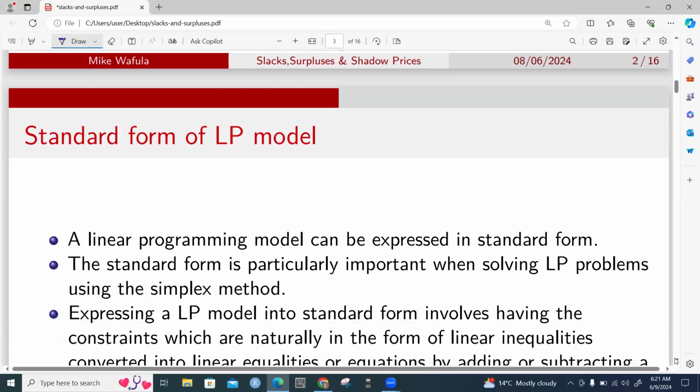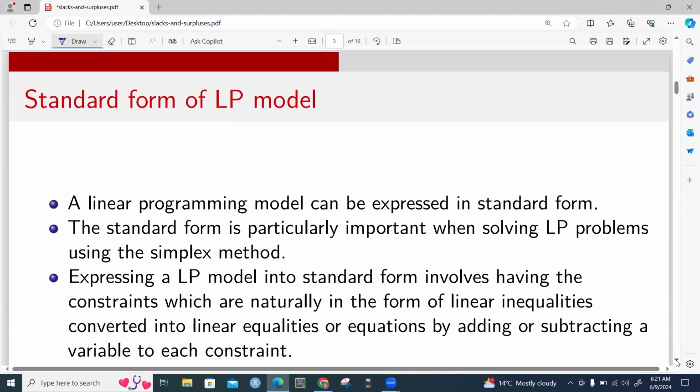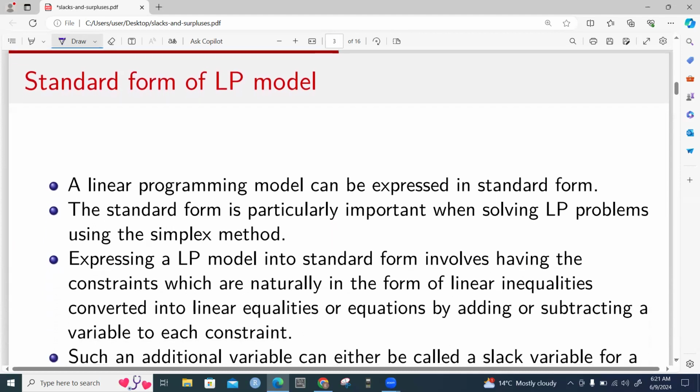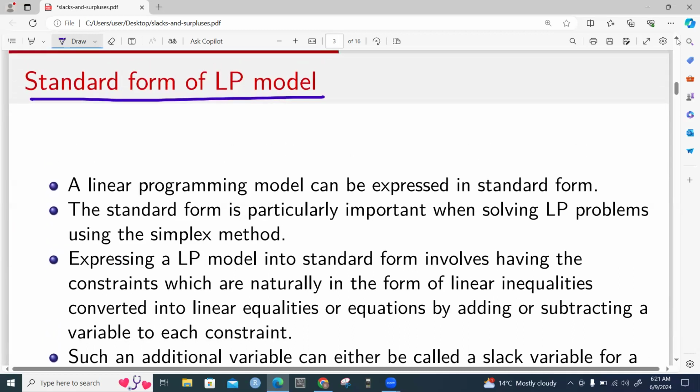Before we begin looking at how we can calculate the slack variables and the surplus variables and identify a binding constraint, we have to learn how to express a linear programming problem in standard form, which is more of a continuation of what we have just mentioned. Because the standard form of a linear programming problem makes use of conversion of inequalities into equations. So when you're able to do that, then we say that the problem has been expressed in standard form.